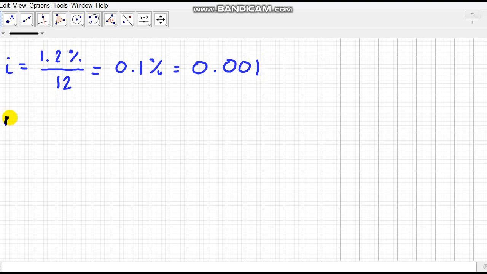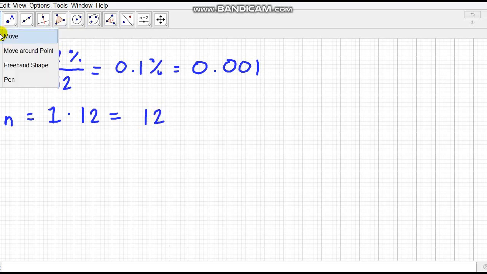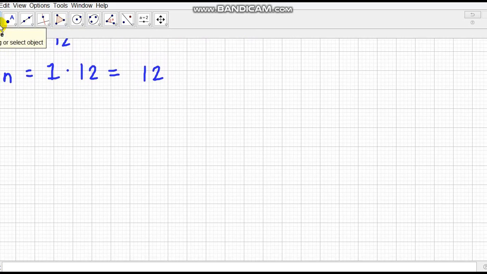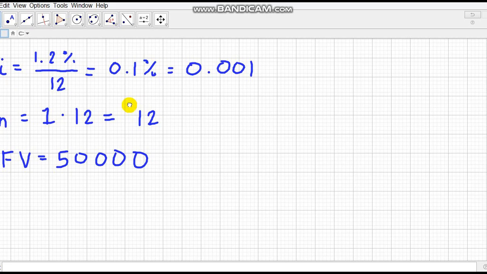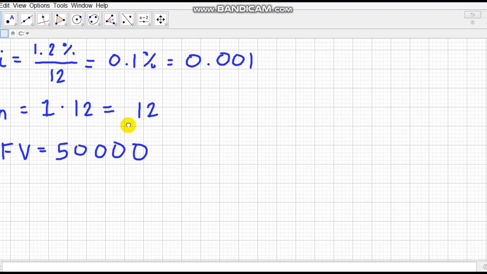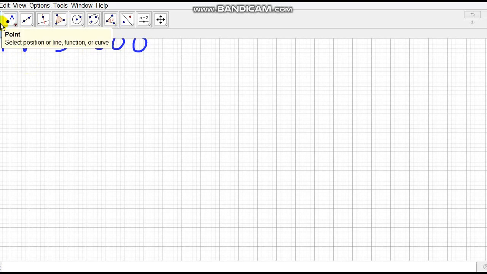Now for the number of compounding periods, we have 1 year multiplied by 12 compounding periods in 1 year. So n is equal to 12. And take note that we'd like the value of the money in the future after 1 year to be 50,000. So that represents our future value, which is equal to 50,000. So let's use these given values in our formula. I is 0.001, n is 12, and future value is 50,000.